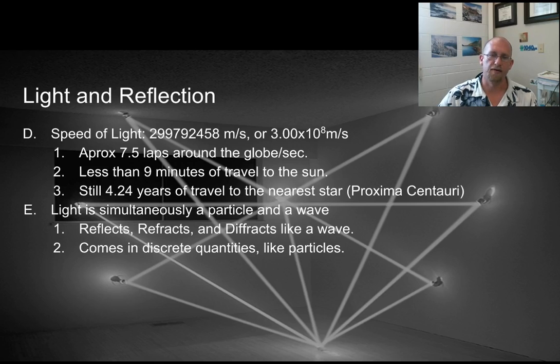Light can simultaneously be seen as a particle and as a wave. So when we think about its nature, it reflects and refracts and diffracts like a wave. But it does come in discrete quantities. We can talk about the quantum of light, about how much light got somewhere. And when we analyze how much light we might have, it's chunky. It doesn't come in smooth increments. It comes in discrete quantities, units.